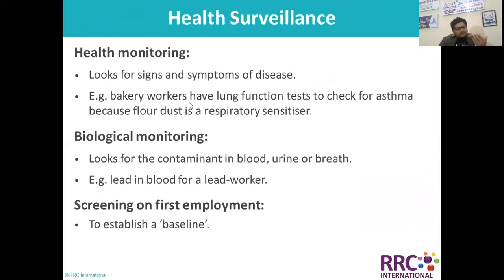Health surveillance, mashallah, you all are doing, especially Sadara, in a better way, a health monitoring system is there. And you look for the signs and symptoms of disease. And also, especially in bakery workers, they have lung function test to check for asthma. Same way, biological monitoring and screening on first employment. So that is all about it, it's all a game of a hierarchy. So ultimately, the PPE comes at the end, and health surveillance should be continued at least on an annual basis.